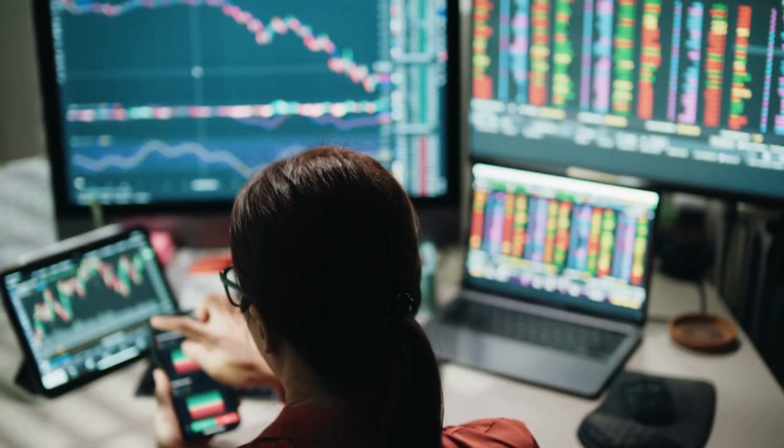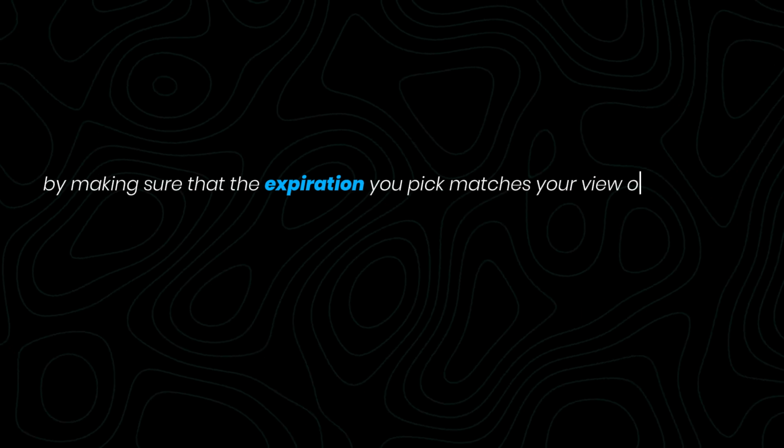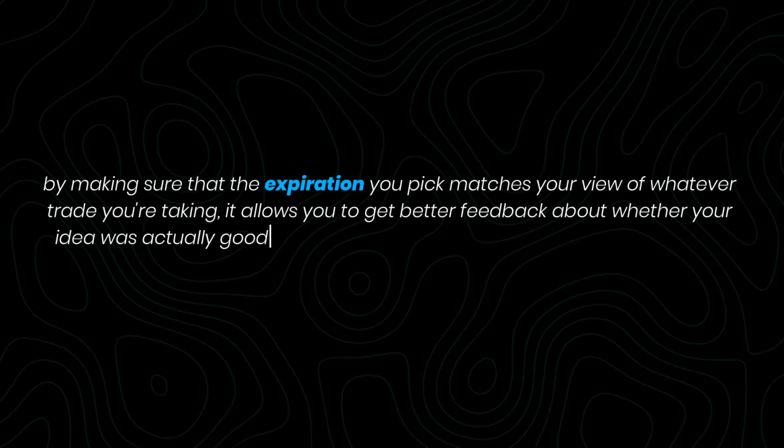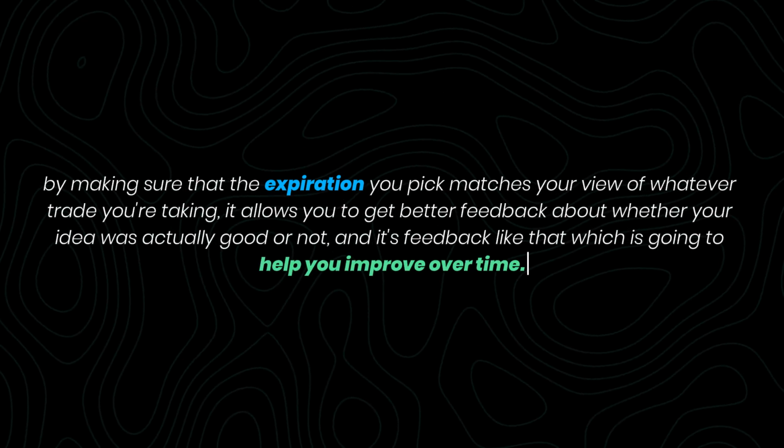You want to buy something that matches your view correctly. The closer the days to expiration matches the time frame you expect the stock to move within, the better feedback you'll get on your trade as to whether or not your idea is correct. And this is important because not every good trade is going to make money, and not every bad trade loses money. There's a lot of variance in the middle. And by making sure that the expiration you pick matches your view of whatever trade you're taking, it allows you to get better feedback about whether your idea was actually good or not. And it's feedback like that which is going to help you improve over time.